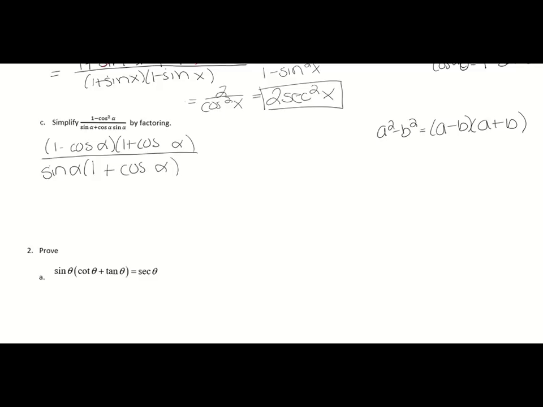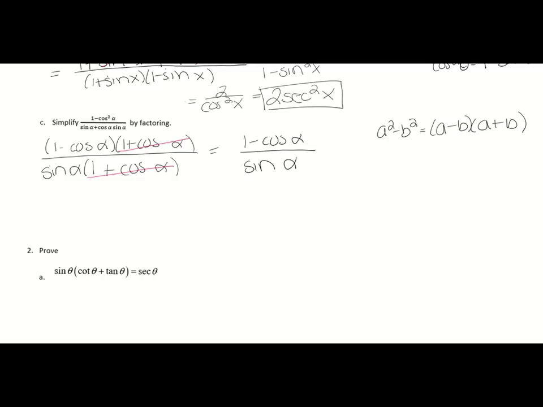And now here, because these two terms at the top are being multiplied and the two terms at the bottom are being multiplied, I can cancel. Be very careful of how you cancel in fractions, right? Because everything's being multiplied here, I can cancel out the terms. And I'm left with 1 minus cosine alpha over sine alpha.